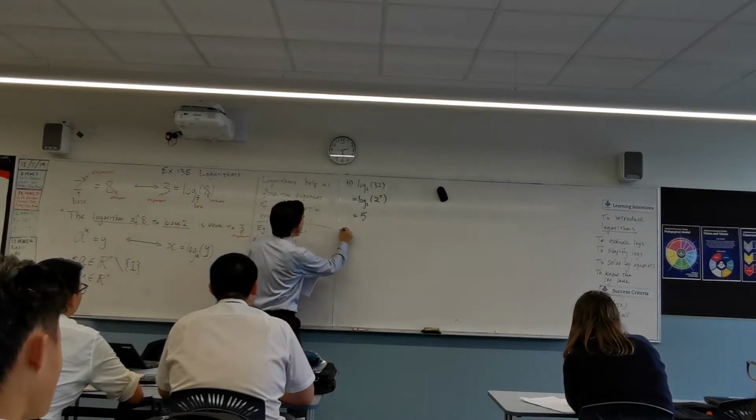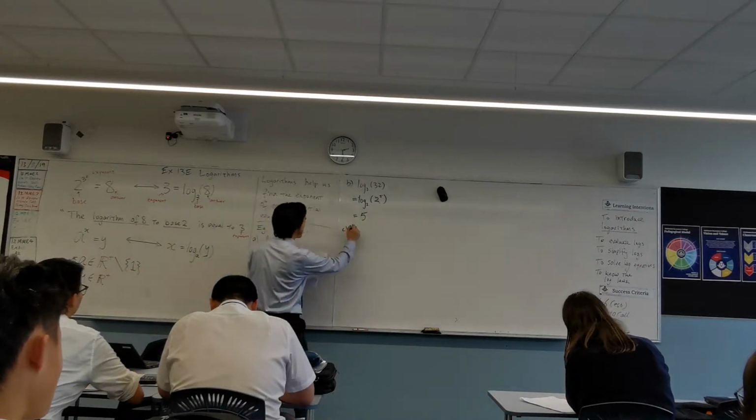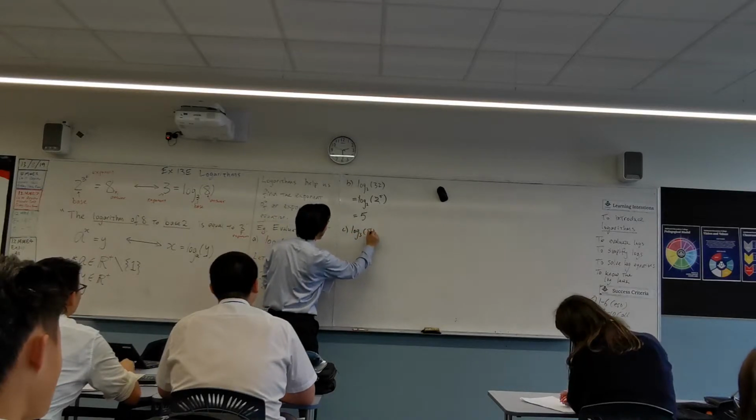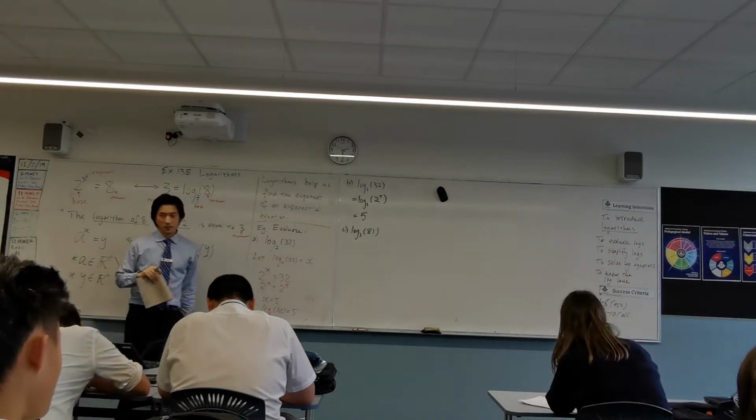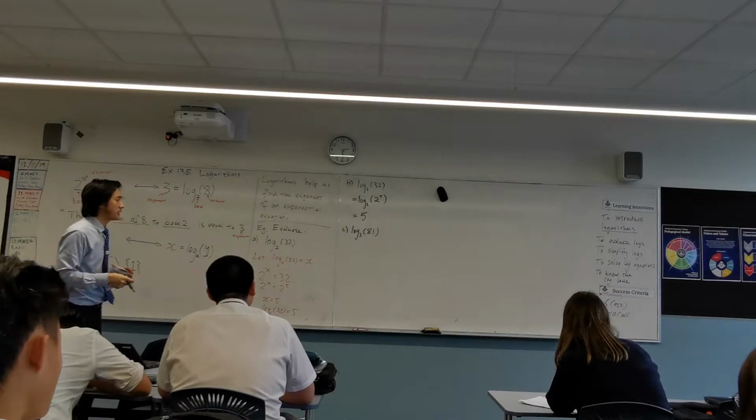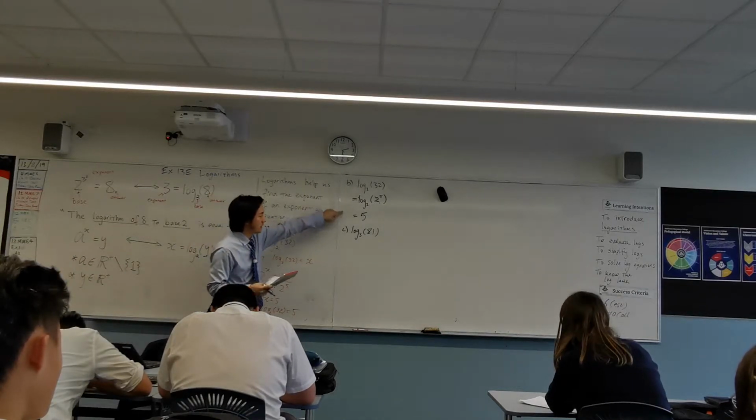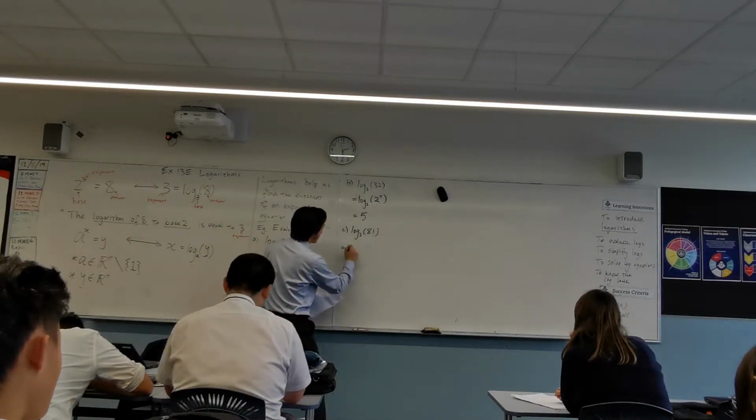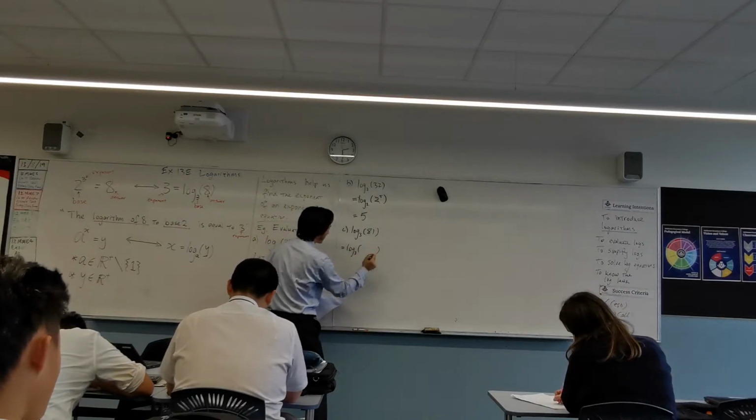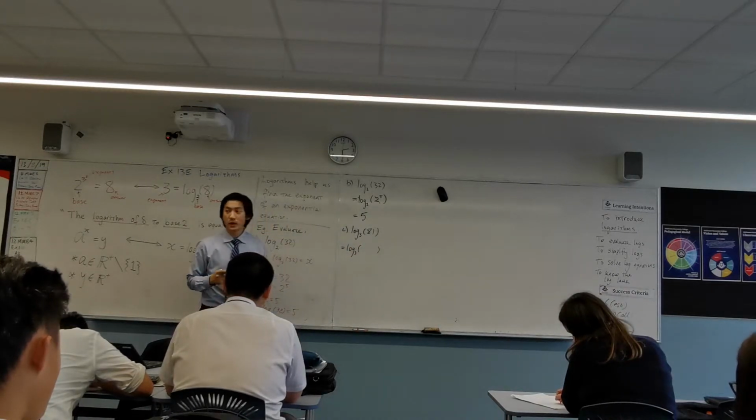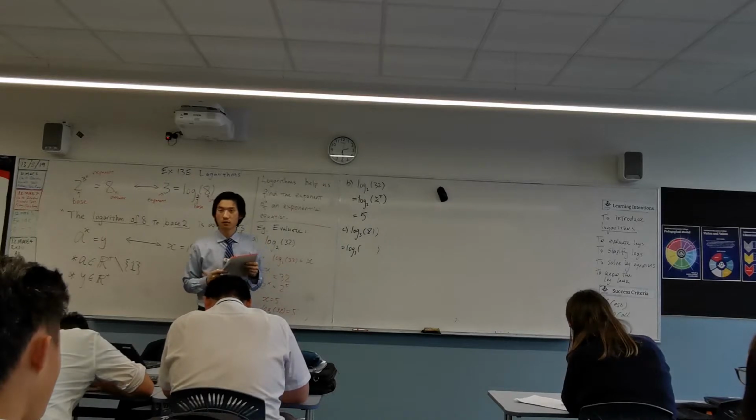Okay, a few more. Question C, we need to evaluate log base 3 of 81. A couple of ways to do it. I've got my own preferred way, and that's to use the way we did in example B. And the question you should be asking yourself is, 3 to what power makes you 81? 3 to the power of what?